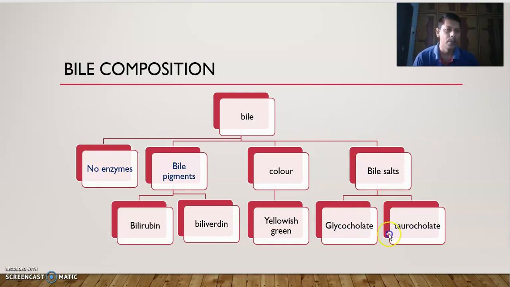Glycocholate, taurocholate. This is the composition of bile, like the composition of saliva, gastric juice, and intestinal juice. This is the composition of another digestive juice, that is bile. Bile has no enzyme. This is the only juice without enzyme. Bile has pigments, bilirubin and biliverdin. The color of the bile is yellowish green. Bile has glycocholate and taurocholates of sodium and potassium. We come back to this slide.